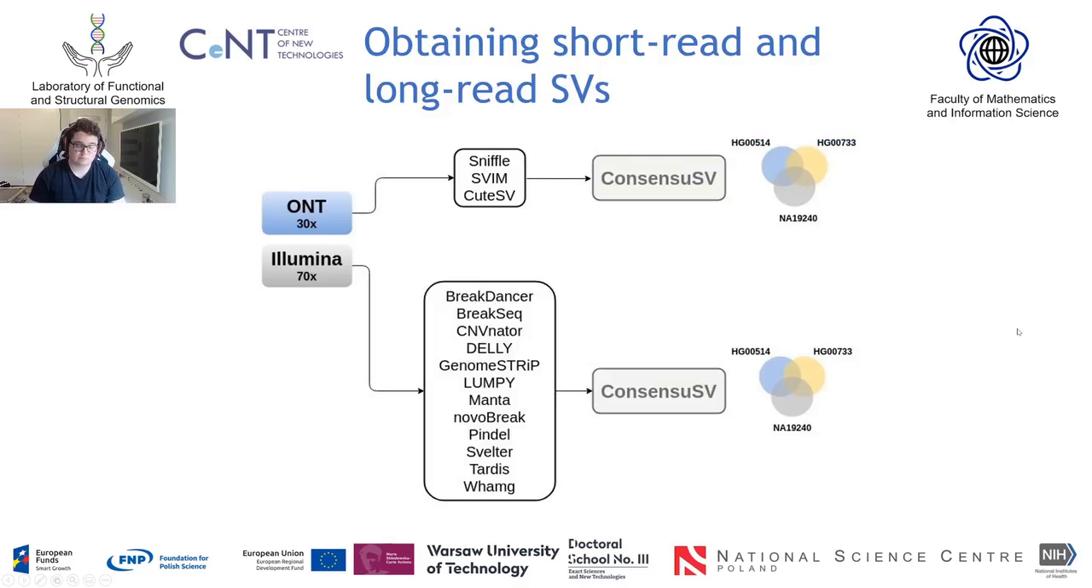Then, after doing the whole pipeline for Illumina, we decided to compare the results with Oxford Nanopore as well. We used three structural variant callers. In the case of Oxford Nanopore, as you know, it's the technology for obtaining long reads. We don't need to use that many structural variant callers because it's a simple technology that favors detecting structural variants. So we use Sniffles, SVIM, and cuteSV. We also applied our consensus SV algorithm to merge them together.